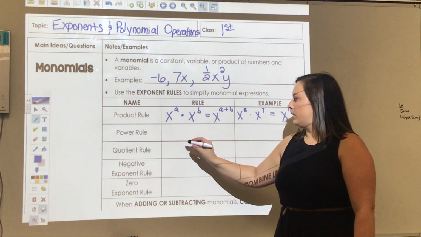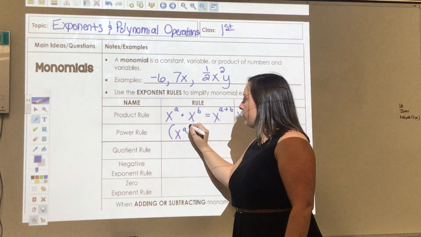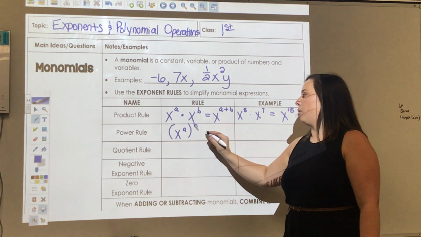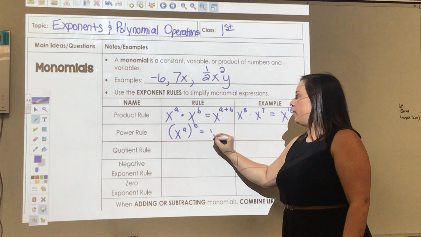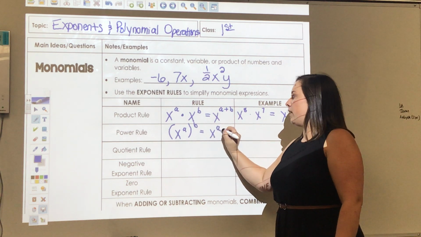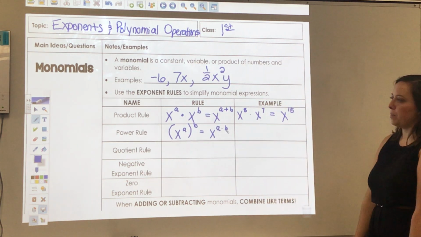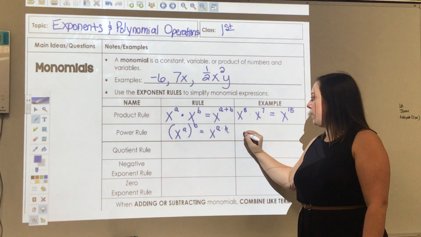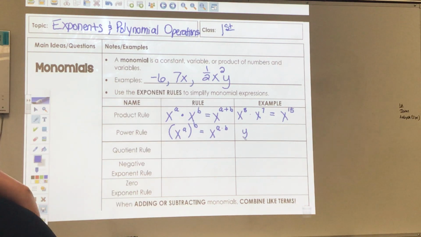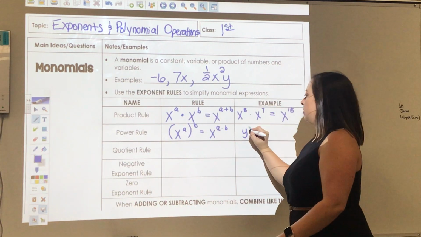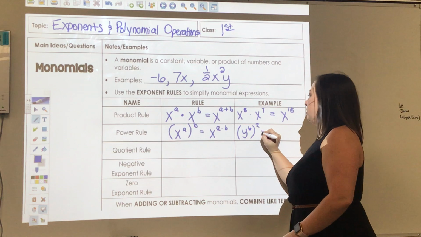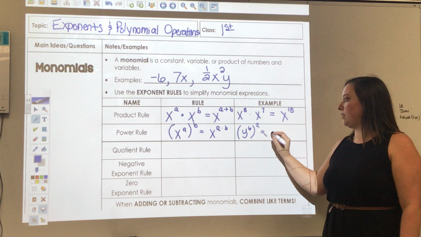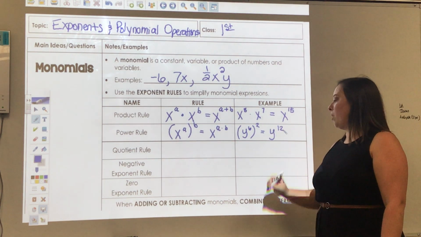Next would be the power rule. The power rule looks like this. X to the power of a raised to the power of b. So we have a power raised to another power. In this rule, what we do with our exponents is we multiply them. So we have a times b. Multiply the exponents. An example would be the letter y raised to the power of 6 and then raised again to the power of 2. We have a power raised to another power, so what we're going to do is multiply them. This is going to become y to the 12th.